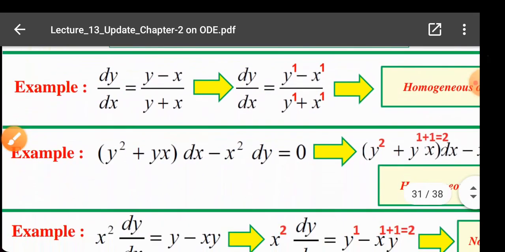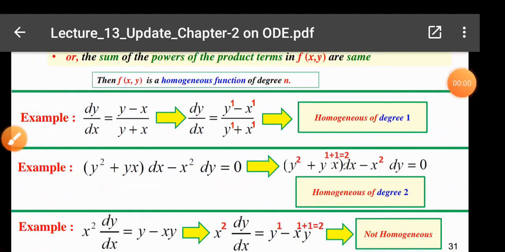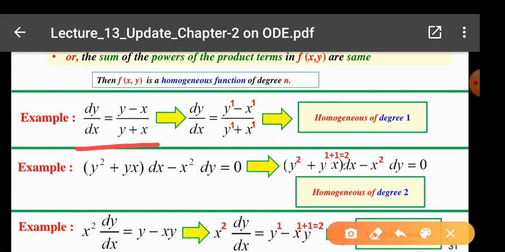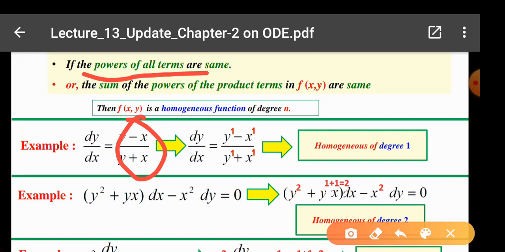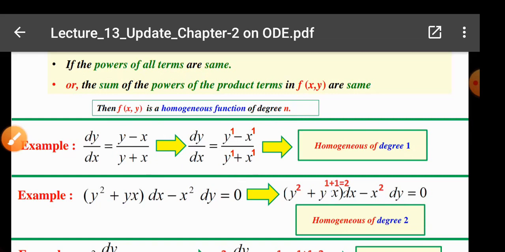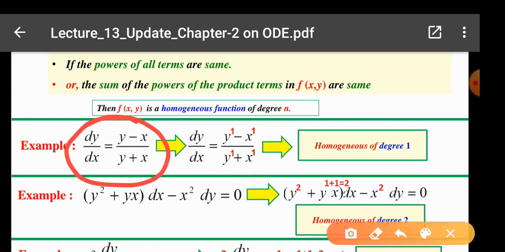You will understand from these three examples. In the first example, we have dy/dx = (y - x)/(y + x). That means this is a function of x and y. Now we can have a look at the powers of every term. Here y to the power 1, x to the power 1, y to the power 1, x to the power 1. Since the powers of all terms are the same, this is a homogeneous function of degree 1. That means this is a homogeneous differential equation.